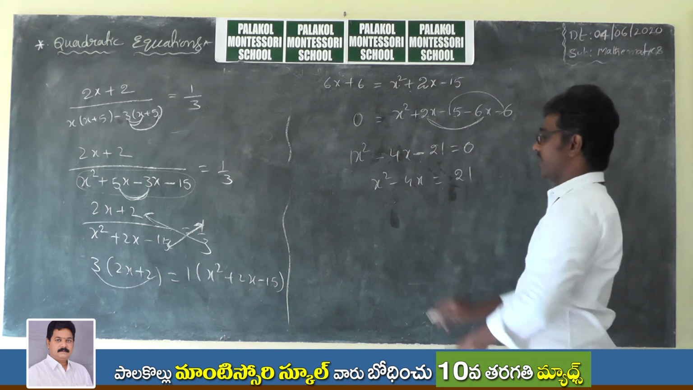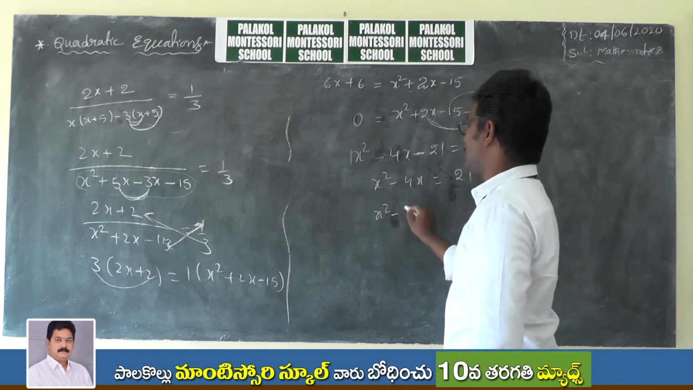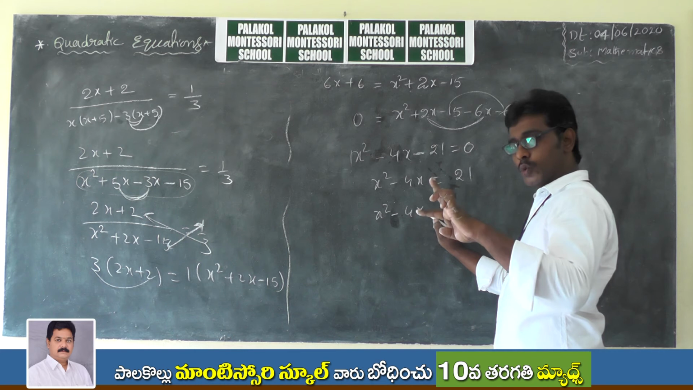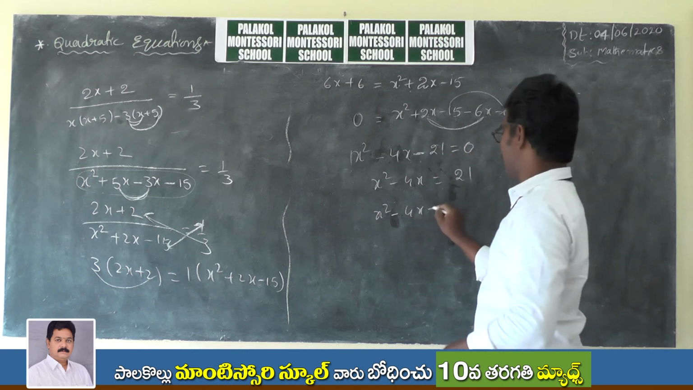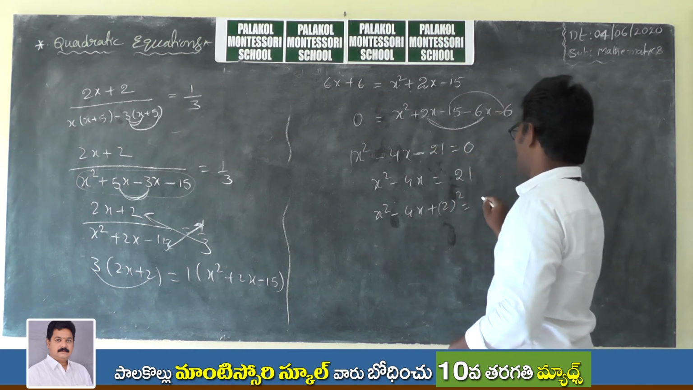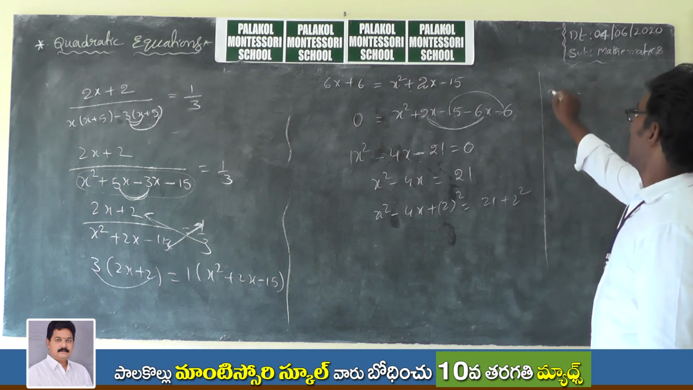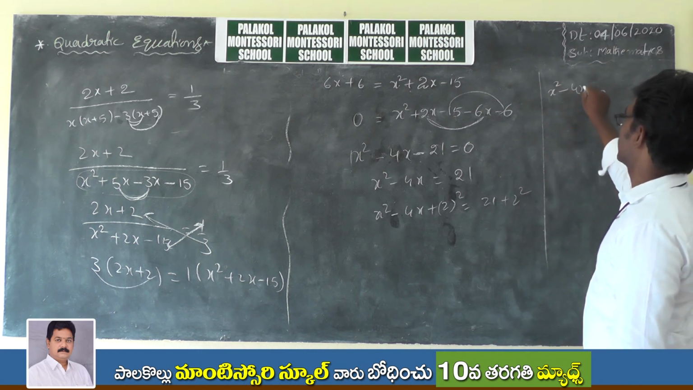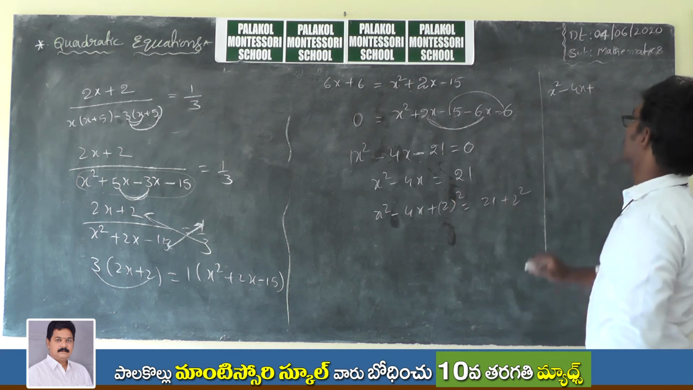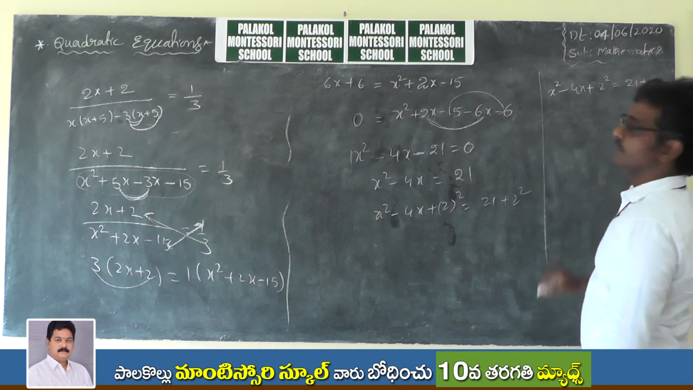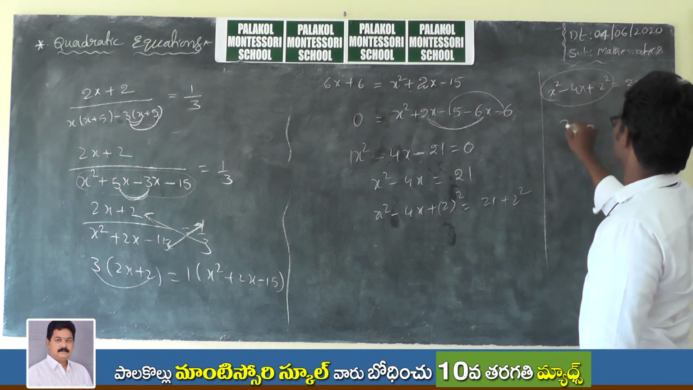Take half of the x coefficient, which is 2, square it, 2 square, and add 2 square on both sides: x square minus 4x plus 2 square is equal to 21 plus 2 square. So x square minus 4x plus 2 square, which means 4, simply that's one, right? 21 plus 4. This one you write as x minus 2 whole square.